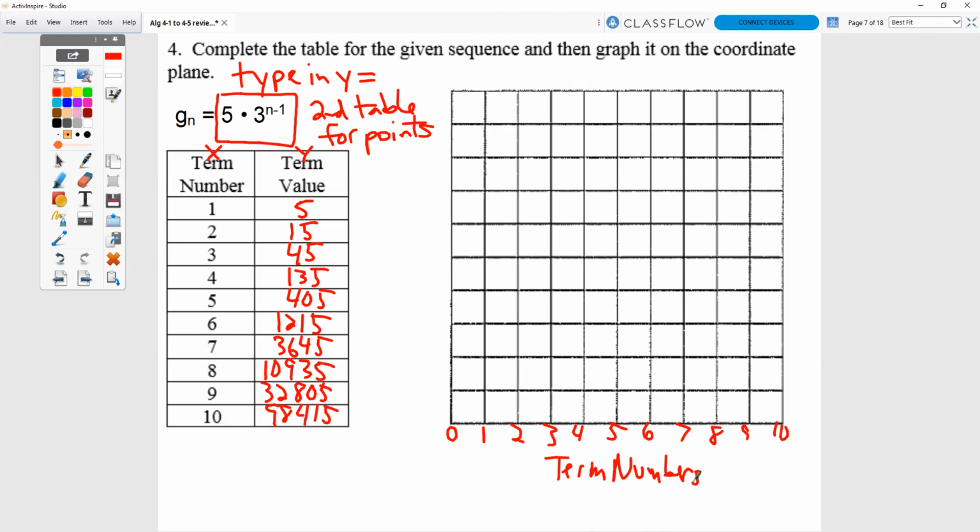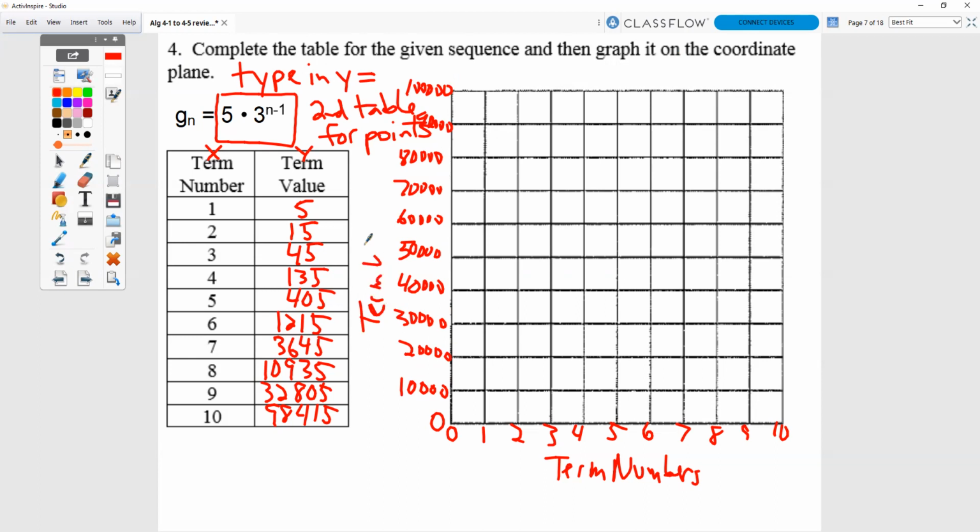When I go up along the side, my lowest number is 5. My biggest number is 98,000. I know I have to start with 0 in that corner. So if my biggest number is 98,000, I want to count by 10,000. So each block is 10,000. So I'm counting by 10,000s going up. And I need to label it along the side. This is the term value. Make sure you label them.